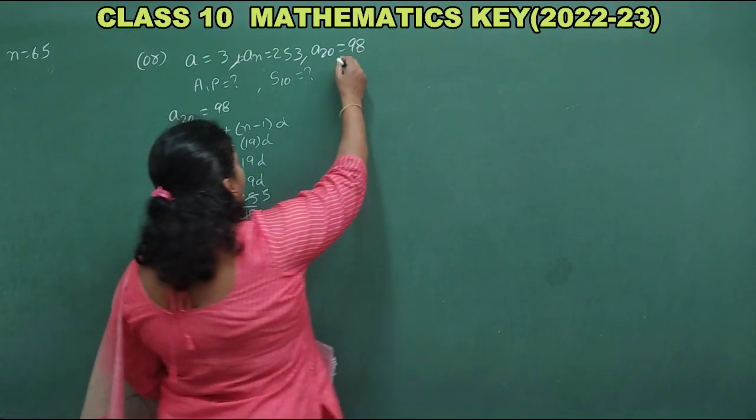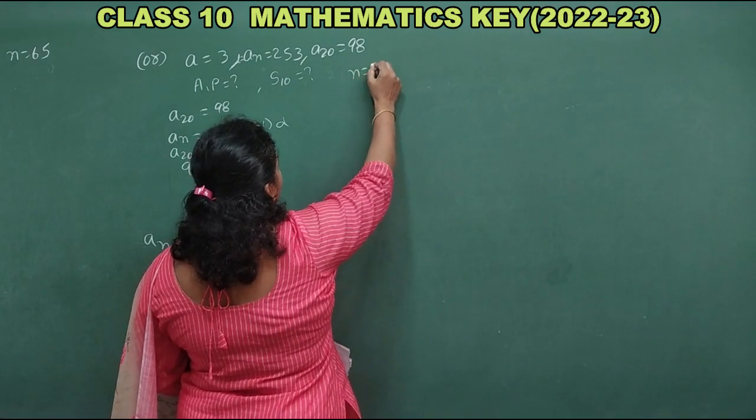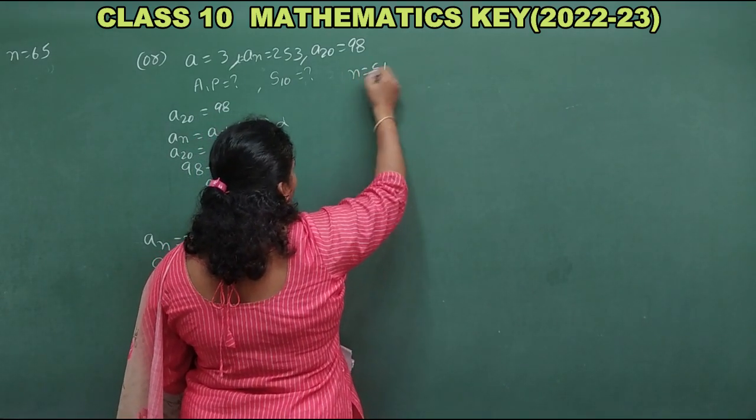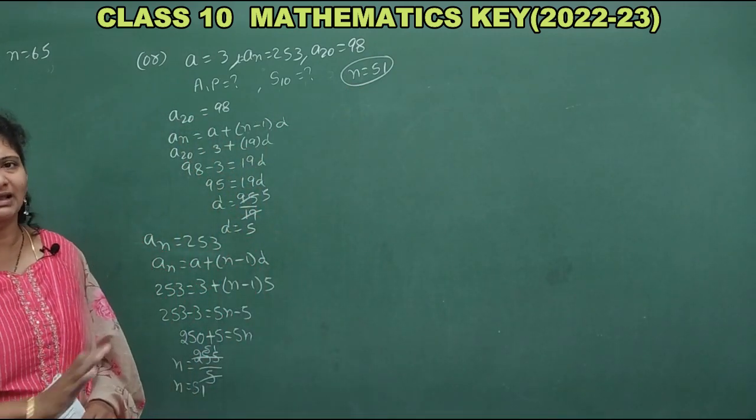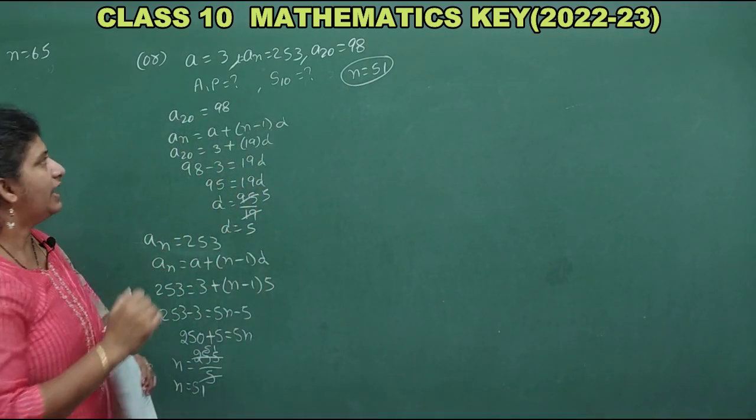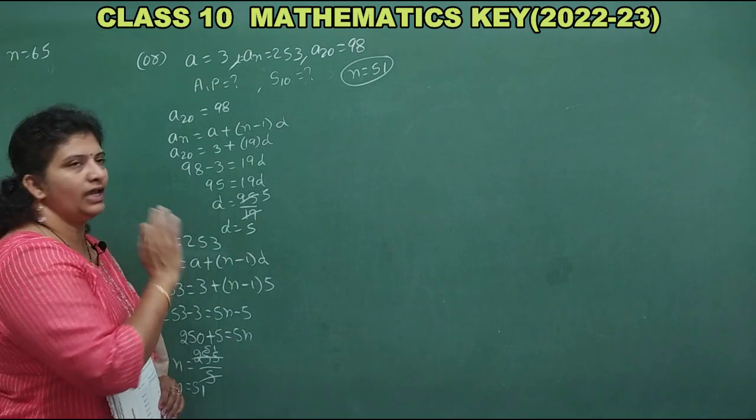Therefore, N is equal to 51. Total how many terms are there? 51 terms are there in the given AP. And your question is, find the AP.